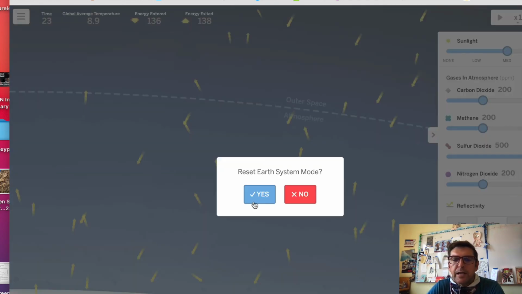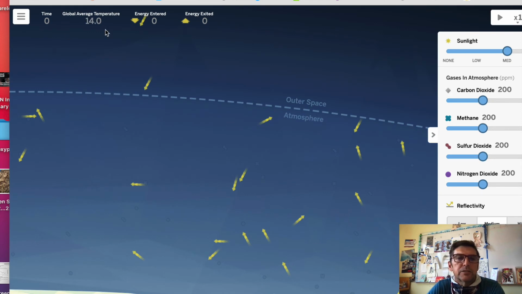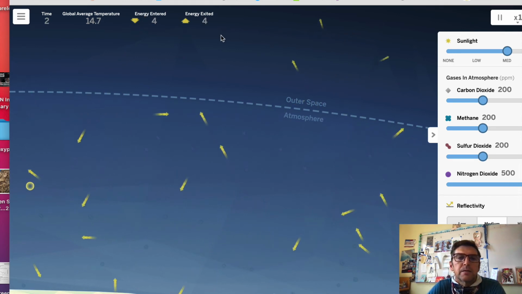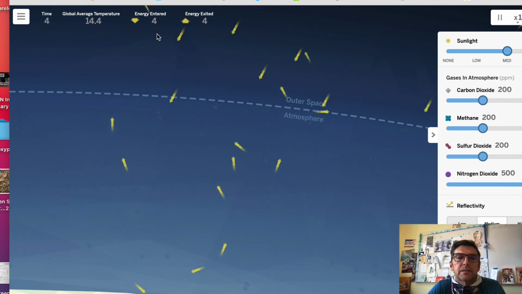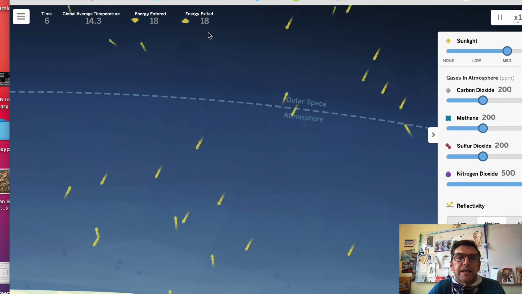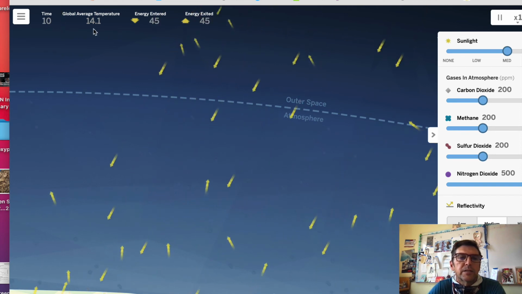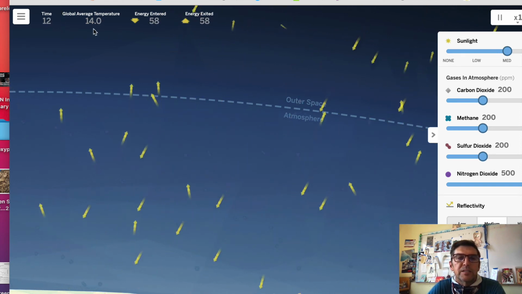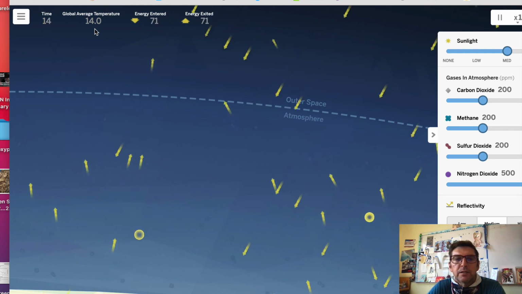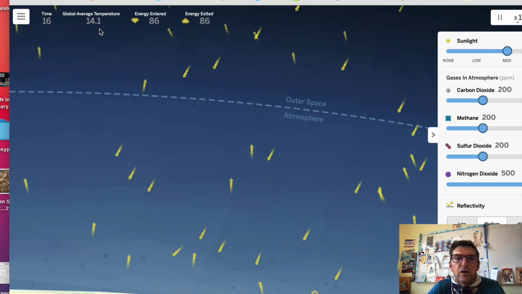And here we go. Last one, reset, 0.1400. We're going to put nitrogen dioxide to the max and hit play. Ooh, look at this. Identical. Weird. Nitrogen dioxide, identical. What about the temp? Temp doesn't change. Temp doesn't change at all.